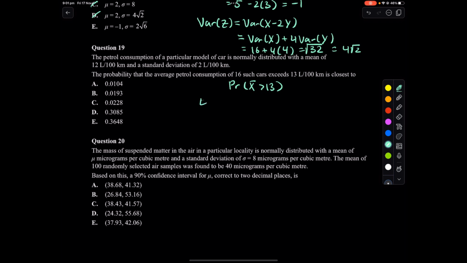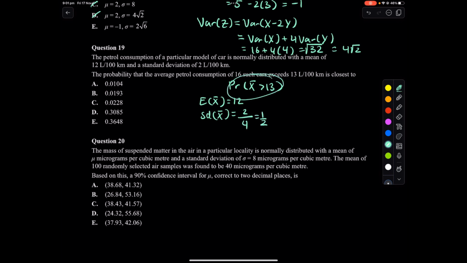Okay, so we just need to find the expected value of our mean, which is just going to be the normal mean, which is 12. And we just need to find the standard deviation of X bar, your sample mean, which is going to be your normal standard deviation divided by the square root of the number of cars, which in this case is the square root of 16, which is just 4. So we can write that as 4 over 4, which is a half.